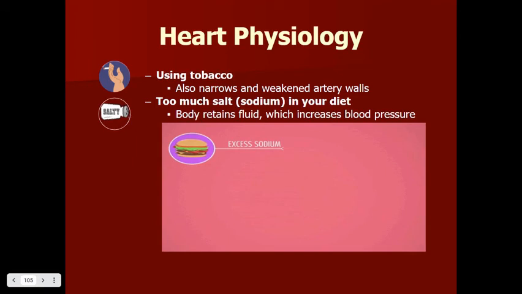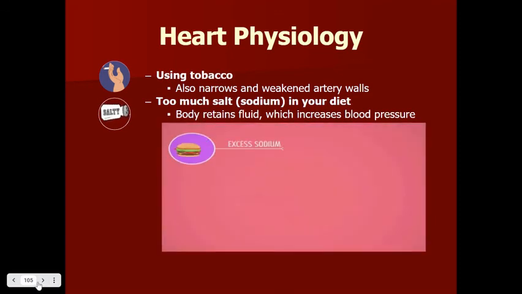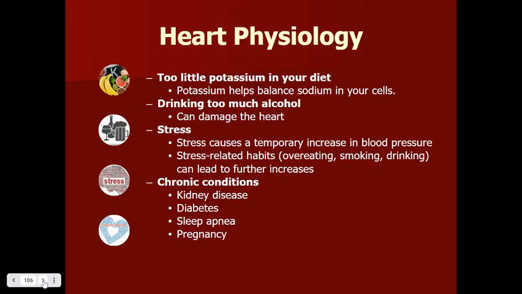Tobacco use narrows and weakens artery walls. And too much salt or sodium in your diet causes you to retain fluid and can increase your blood pressure. If you don't have enough potassium in your diet, that can cause it. Drinking alcohol, which damages the heart. Stress, and then some other chronic conditions. Kidney disease, diabetes, sleep apnea, and also there is a risk of high blood pressure during pregnancy.